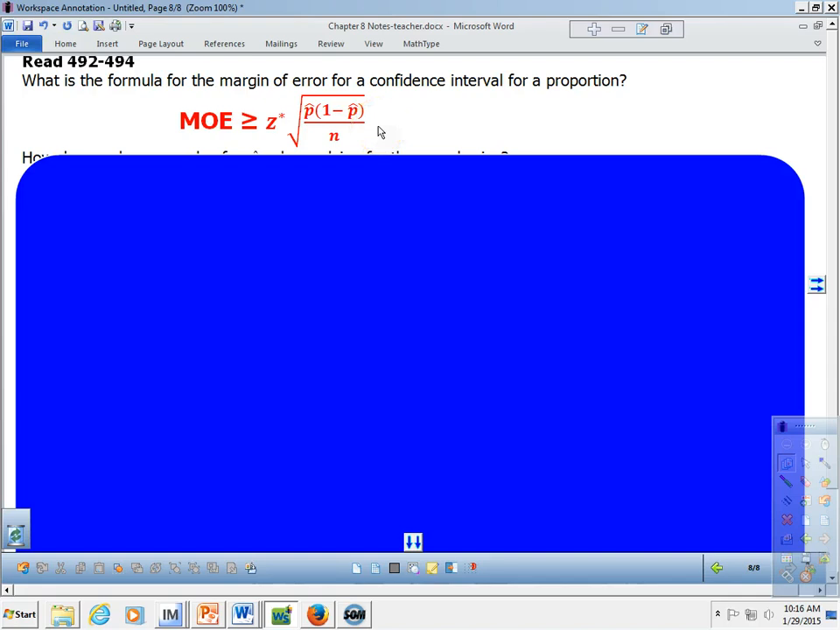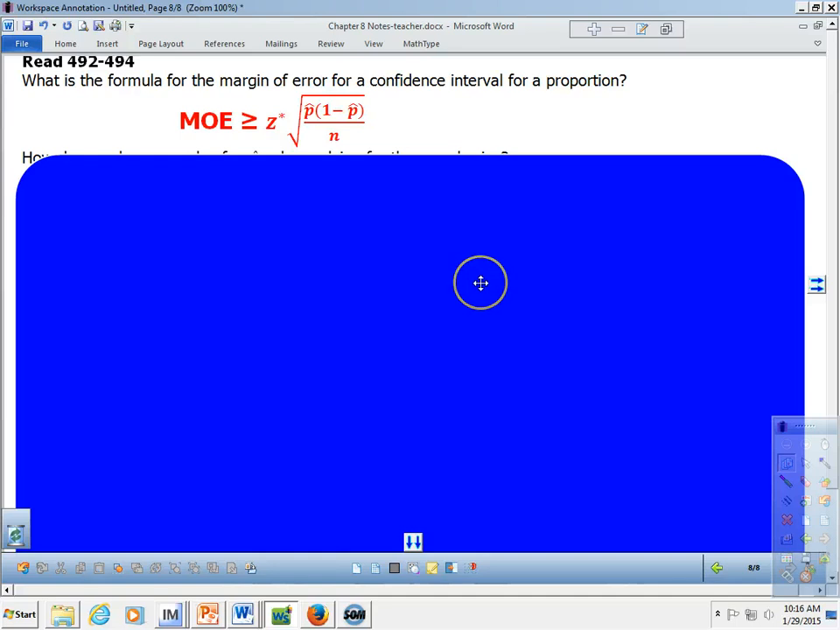Now, why greater than or equal to? Because again, we want our interval to capture our population parameter. We want to make sure of that. So we want our margin of error to be at least a certain amount. It's a more conservative approach. A larger margin of error would just create a bigger interval, and we would be more likely to capture the population parameter. So we set this greater than or equal to for that reason, okay?